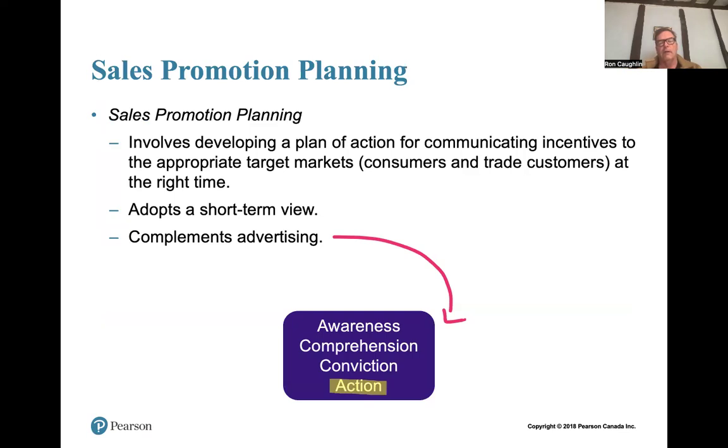It complements the other efforts you're doing by driving traffic during timeframes when you need to drive traffic. So it complements your advertising, which really looks after the awareness, comprehension, and conviction, while promotions really focus around action, getting people to buy things specifically. And the measurements that are set up also are designed to do that as well, to measure consumer response.